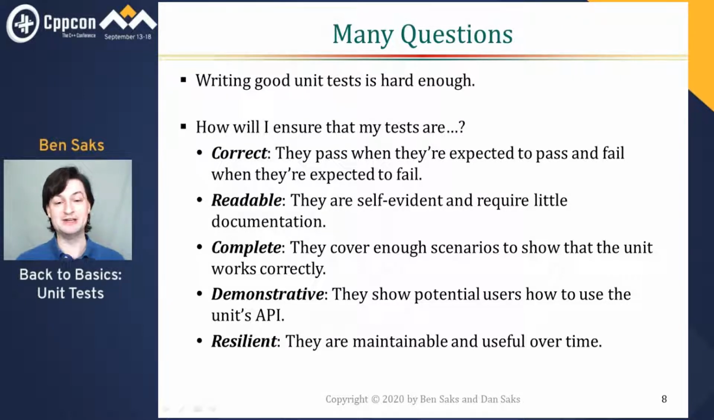So, for example, if you look back at one of the previous CppCon talks on unit testing, they listed out 5 different properties of good unit tests. Correctness, that the test succeeds when it should succeed and fail when it's supposed to fail. That it's readable so that you can actually understand what the test is doing without extra documentation. Completeness, the idea that your tests cover enough of your program to provide you with a good sign that things are working correctly. Demonstrative, the tests serve as a model for how you would actually use the components being tested. And resilient, they'd be maintainable and useful over time.